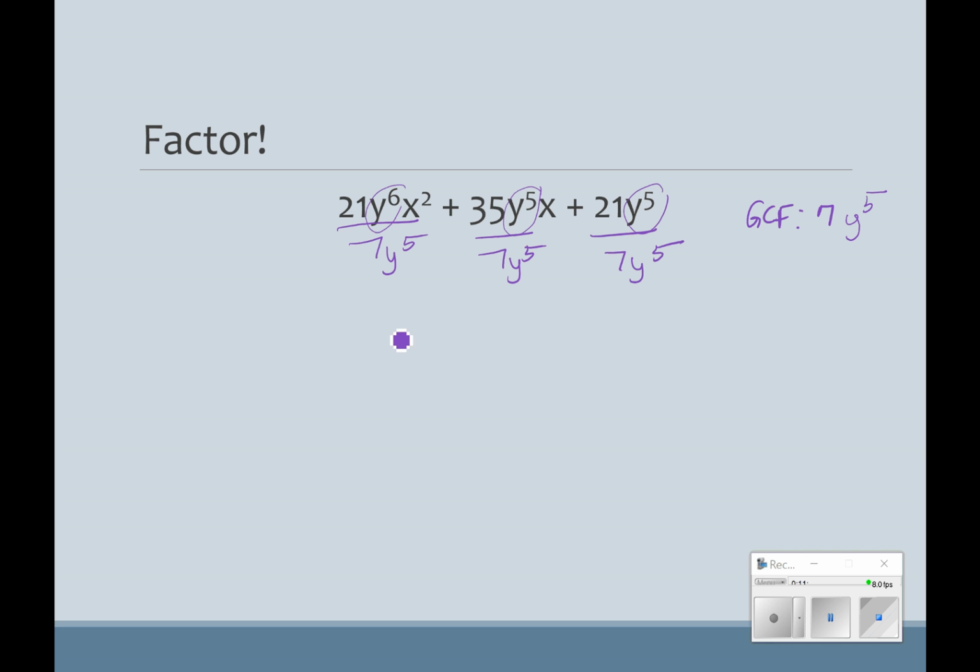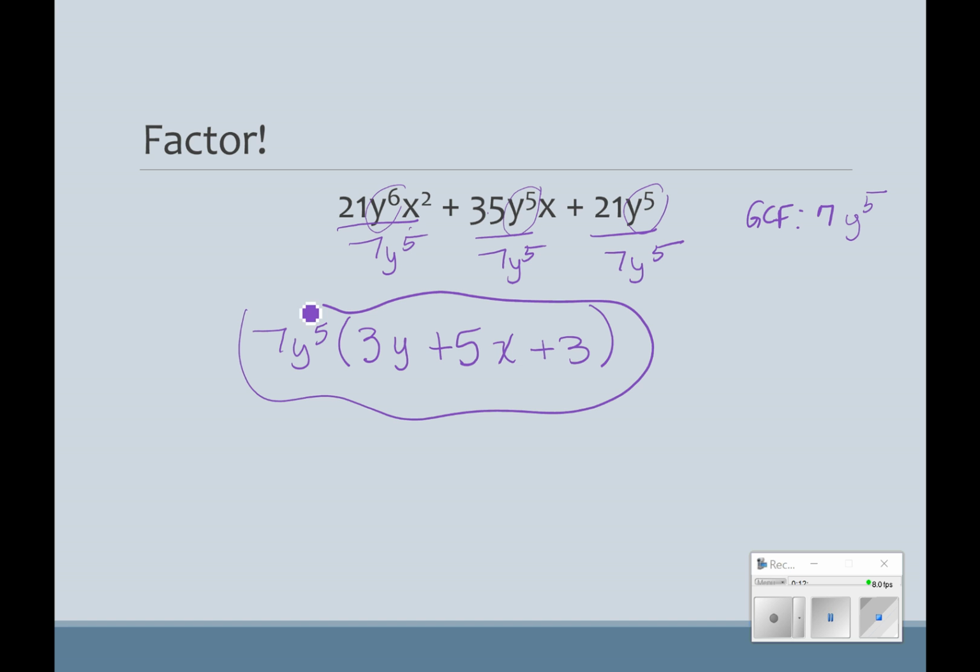When I do that, I'm going to bring the 7y to the 5th out. 21 divided by 7 is 3. 6 minus 5 is 1, so 3y. 35 divided by 7 is 5. The y to the 5ths cancel out, and I'm just left with an x. And then 21 divided by 7 again is 3, and the y to the 5ths cancel out again. So here is my final answer.